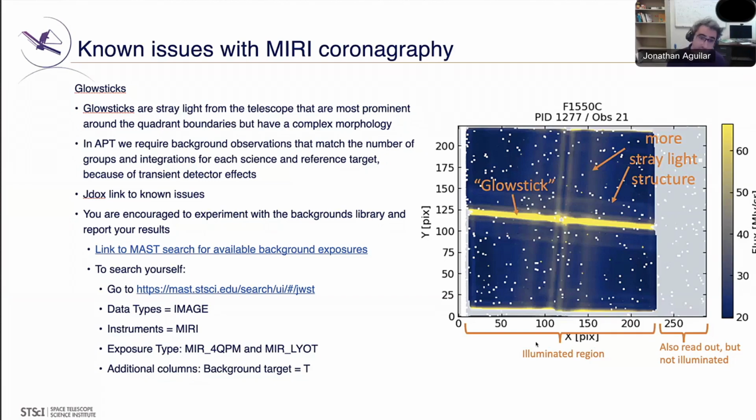We're looking at ways to take this burden off of the users, so that we can do this background glow stick removal for you. But at the moment, the best results come from contemporaneous backgrounds where the glow sticks match the thermal environment of the telescope at the time of the science observations. They're public. If you want to experiment yourself, I have links for you and also keywords for how to pull them from MAST.